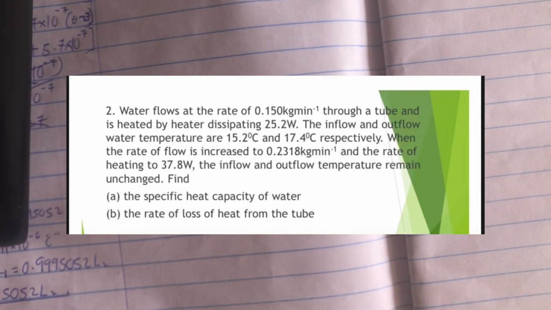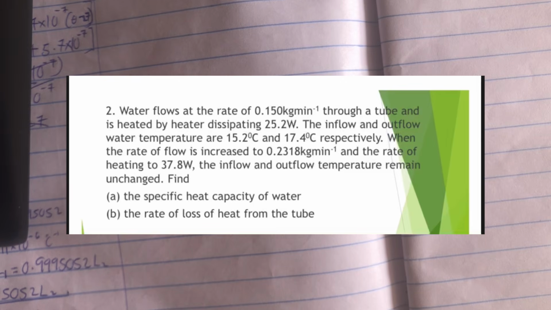Water flows at the rate of 0.150 kilogram per minute through a tube that's heated by water dissipating 25.2 watts. The inflow temperature is 15.2 degrees Celsius, the outflow 17.4 degrees Celsius. When the rate of flow is increased and the rate of heating to 37.8 watts, the inflow and outflow temperature remain unchanged. They say find the specific heat capacity of water and the rate of loss of heat from the tube.